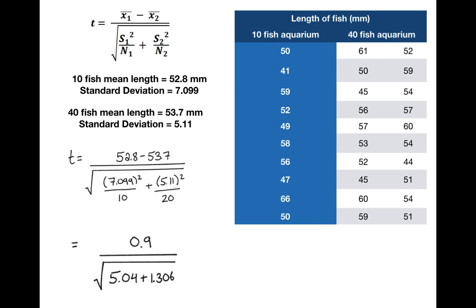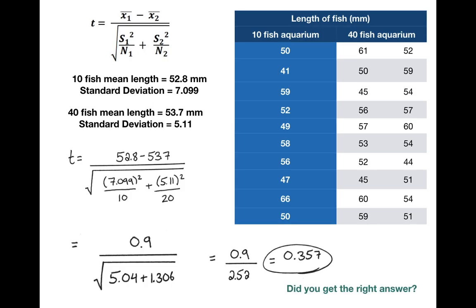Okay, so if you finish off your numbers and you got 0.357, notice we don't keep a negative sign here. There's no negative value. So 0.357 is my t-value for this fish population question, the fish length question. Did you get that? If you didn't, go back and try and figure out what went wrong.